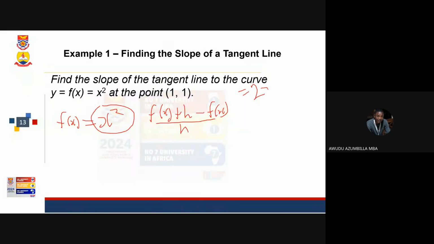Yes, 2x. So let's take note of the 2x we have gotten. We are going to use this formula to also get the same 2x. So let's take note, and then we'll see and follow how we are going to do that.